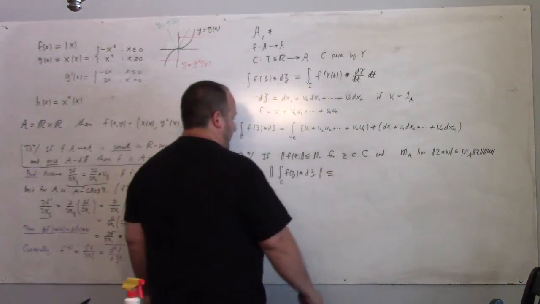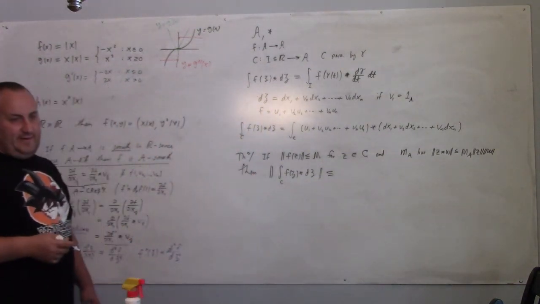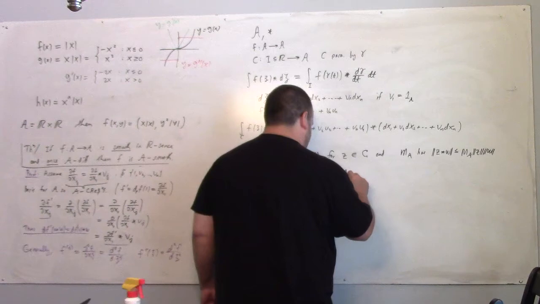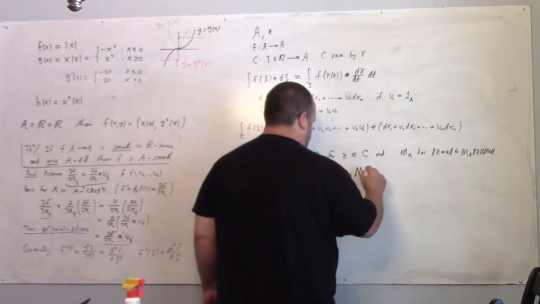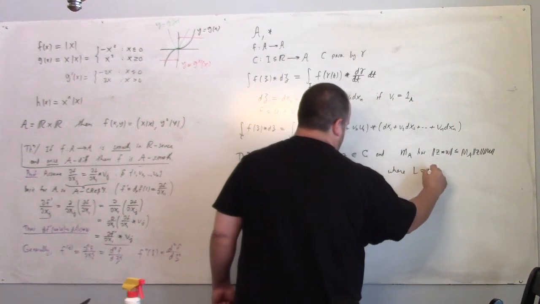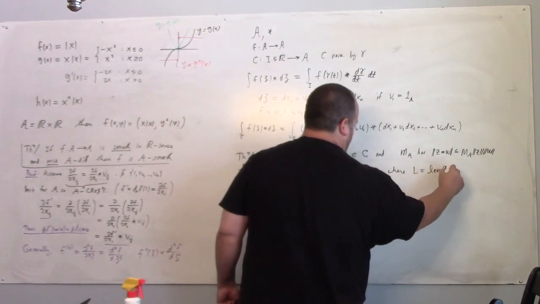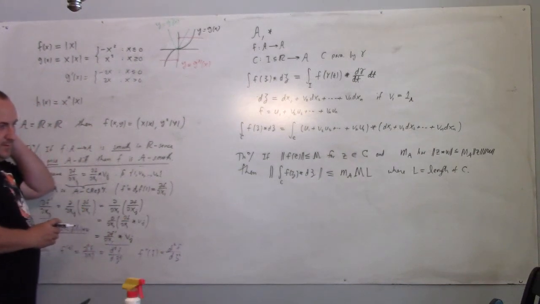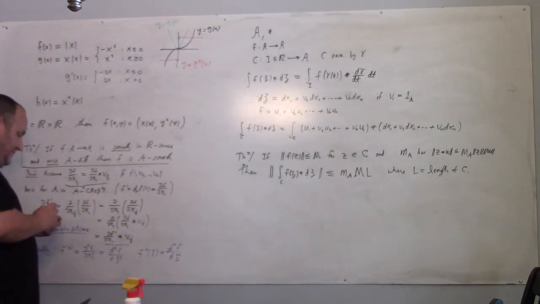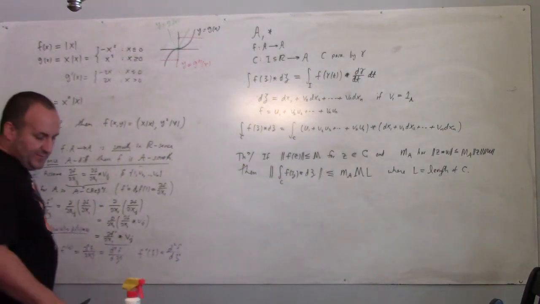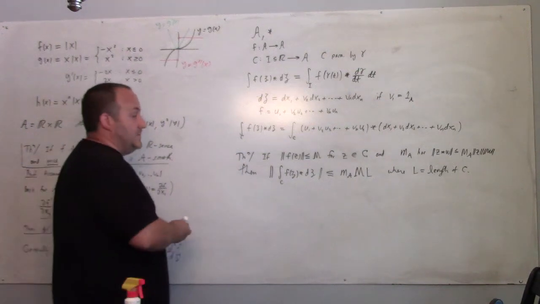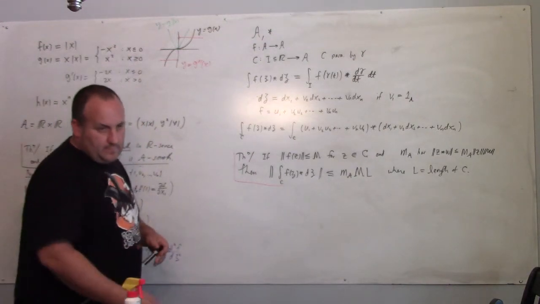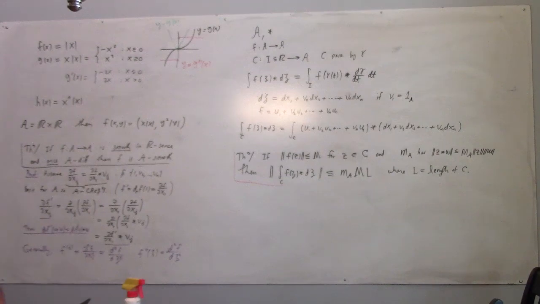is less than or equal to, now we had the ML theorem before, right? Now we get the m_a M L theorem. So m sub a, big M, and then L, where L is the length of the curve. So the bounding theorem for the integral over an algebra also necessarily involves the submultiplicative constant of the norm. So that's something different. All right.